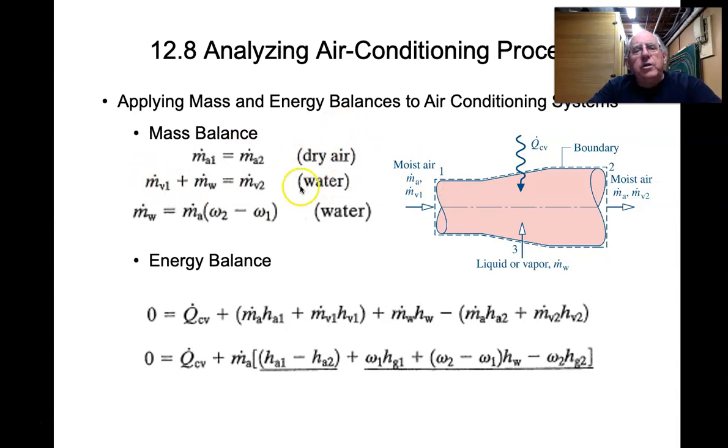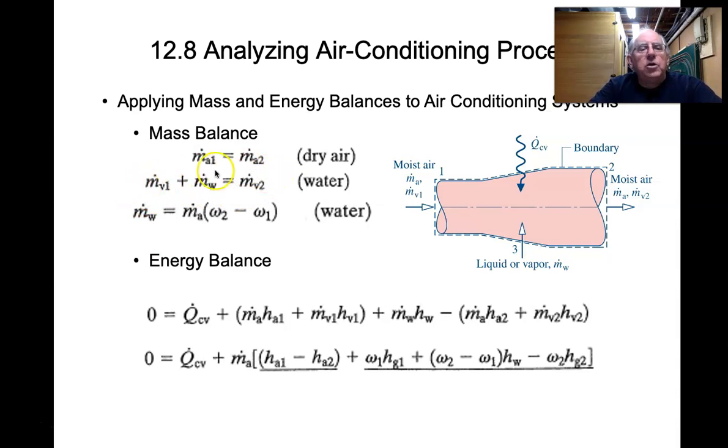We then look at the water and we recognize that there is a certain amount of water flowing in here, built into the moist air. There's water flowing out here, again part of the moist air, but then there's a possibility of liquid or vapor water being added, and so that's the conservation of mass for the water.